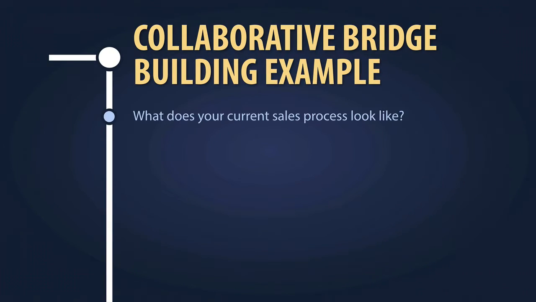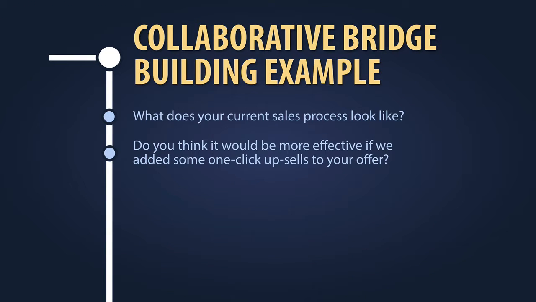I might say something like, what does your current sales process look like? And then I'd shut up and he'd tell me. He'd say, well, I got people, they come to my website and they buy these tires and that's about it. And I might say something like, well, you said they'd like to buy other stuff. Is there anything else besides those rims that they might like to buy? And you say, you know what? As a matter of fact, there is. A lot of people want to buy tire cleaner or maintenance or something. So I might say something like, well, do you think it'd be more effective if we added that tire cleaner package as a one-click upsell to your offer?